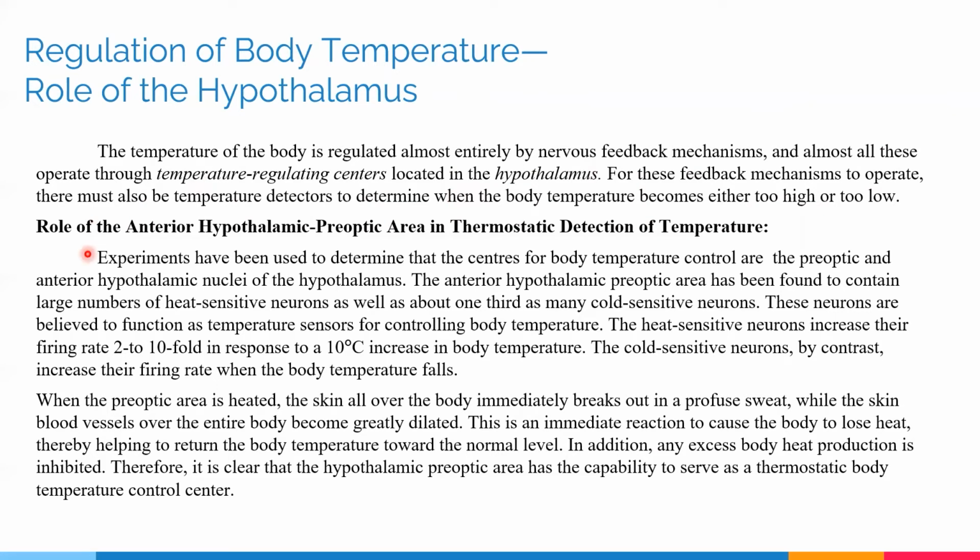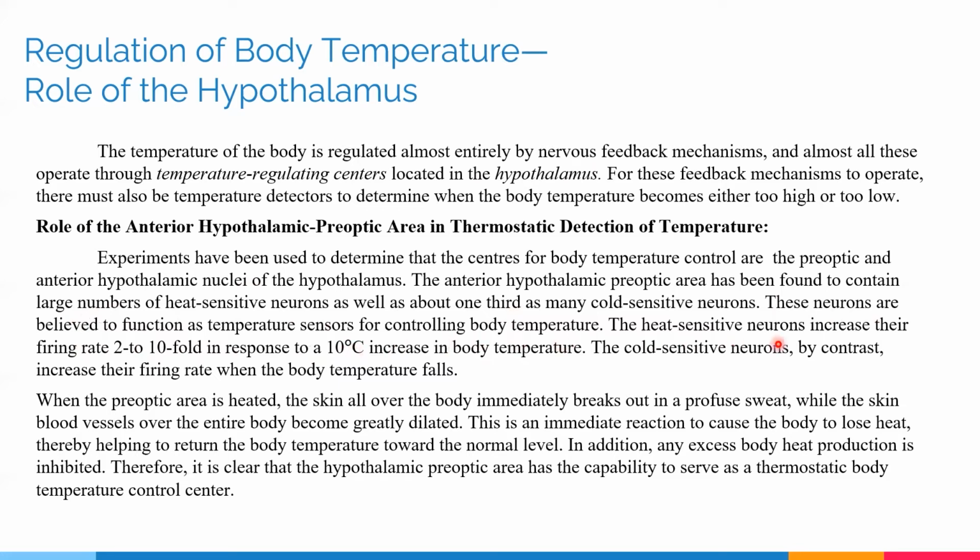So we look into what the role of the anterior hypothalamic preoptic area is in the thermostatic detection of temperature. Experiments have shown that the centers for body temperature control are the preoptic area and the anterior hypothalamic nuclei of the hypothalamus. The anterior hypothalamic preoptic area has been found to contain large numbers of heat-sensitive neurons, as well as about 1/3 as many cold-sensitive neurons. These neurons are believed to function as temperature sensors for controlling body temperature.